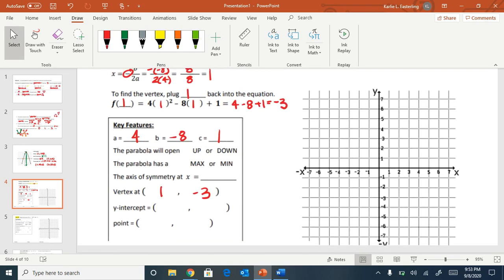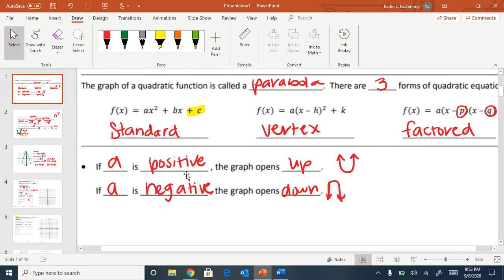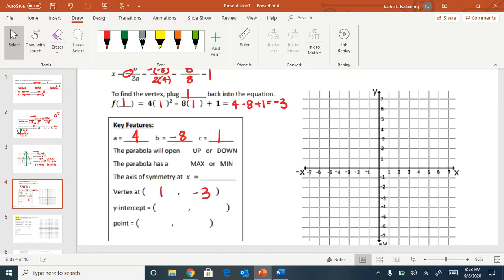So the parabola here, do we think it's going to open up or down? We talked about this in class the other day. If we have a positive a value, which we also talk about up here, our graph is going to open up. If our graph opens up like that, it's going to look like this, so we are going to have a minimum value. Our axis of symmetry is at x equals 1.